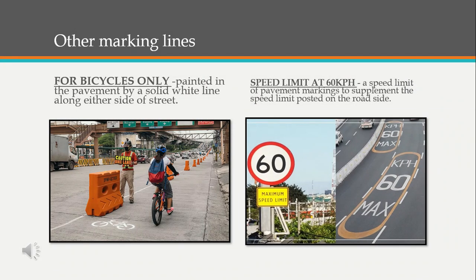For bicycles only. Painted in the pavement by a solid white line along either side of the street. Speed limit at 60 km per hour. A speed limit of pavement markings to supplement the speed limit posted on the roadside.